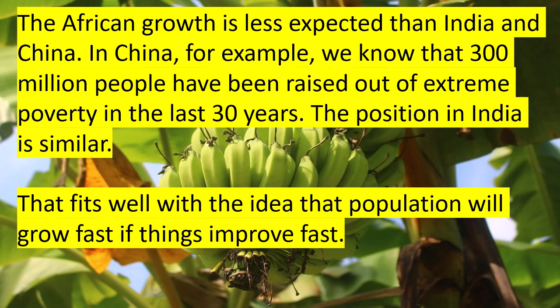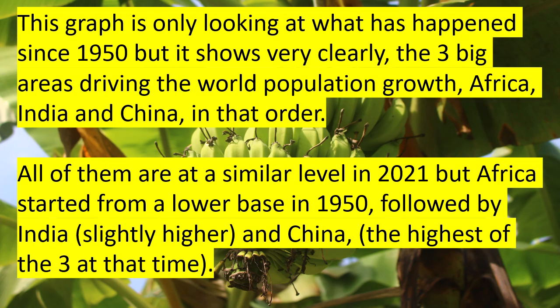That fits well with the idea that population will grow fast if things improve fast. This graph is only looking at what has happened since 1950, but it shows clearly the three big areas driving the world population growth: Africa, India, and China, in that order. All of them are at a similar level in 2021, but Africa started from a lower base in 1950, followed by India, slightly higher, and then China, the highest of the three at that time.